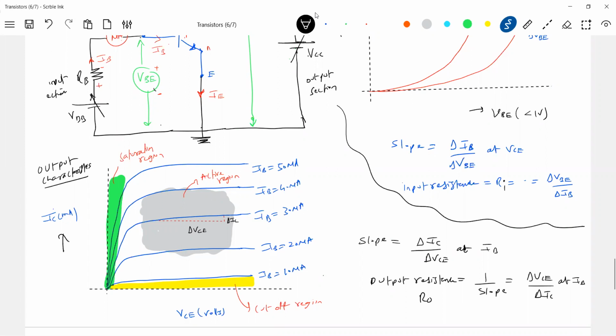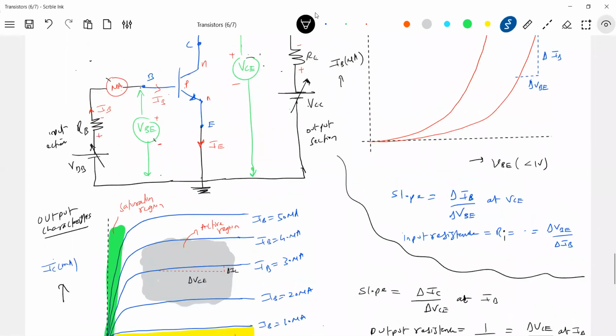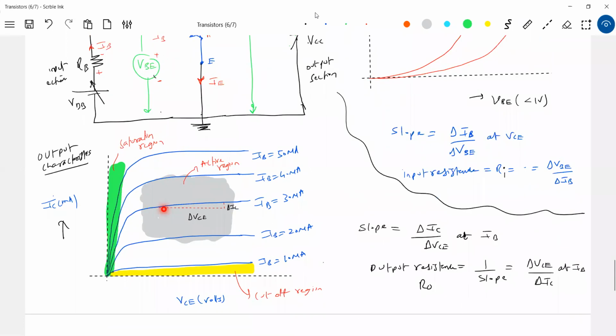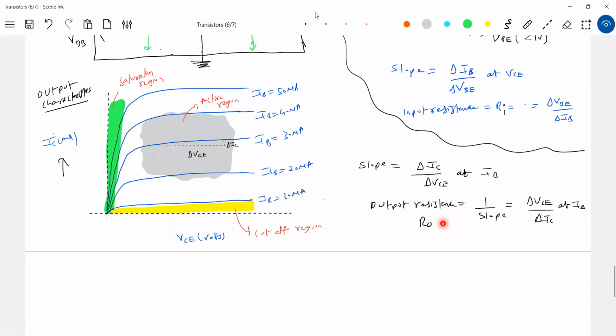What is the resistance offered by the collector-emitter terminals? The resistance offered by these two terminals. Usually delta IC is in milliamperes. Delta VC, if you go and check, will be of the order of kilo ohms, 10,000, 20,000 kilo ohms. It will be very high. This is output resistance. Okay, next, let me take another graph.